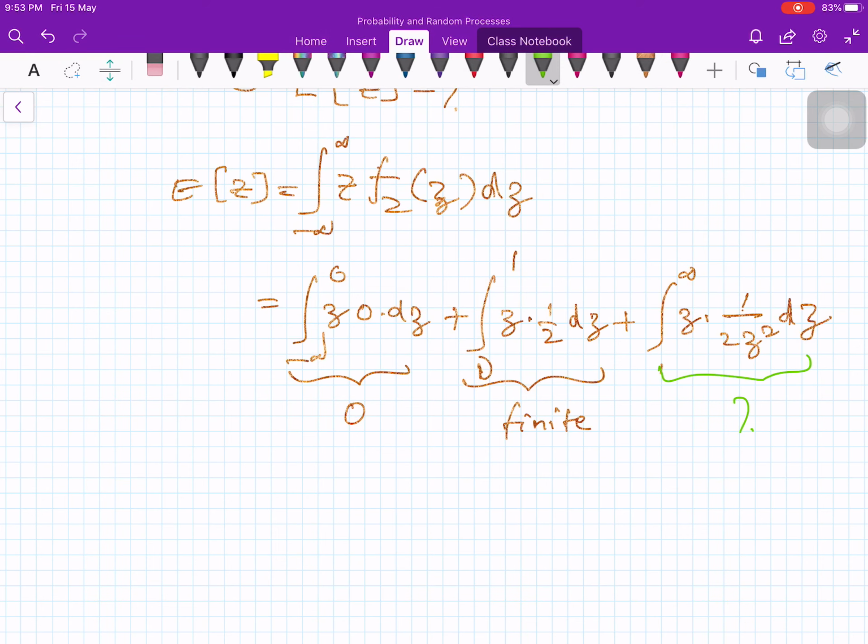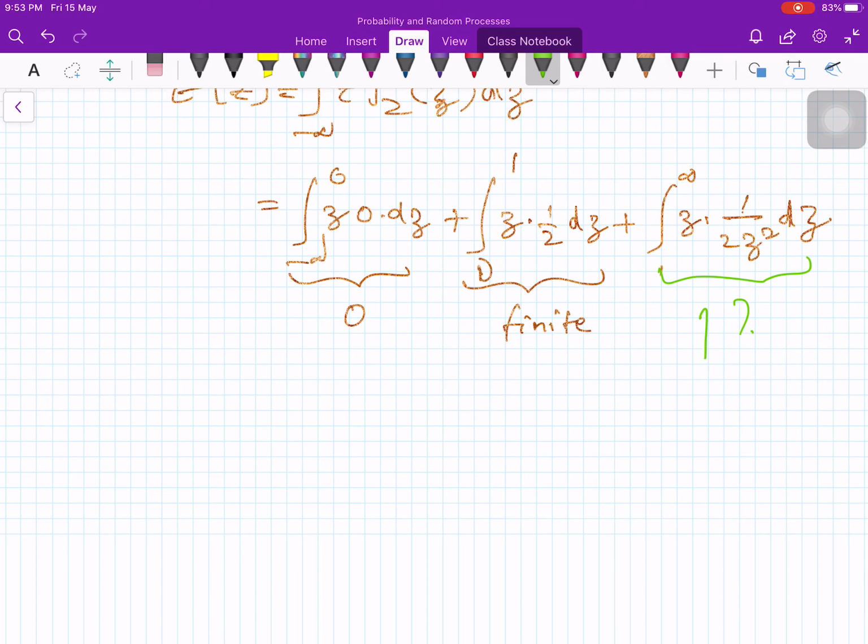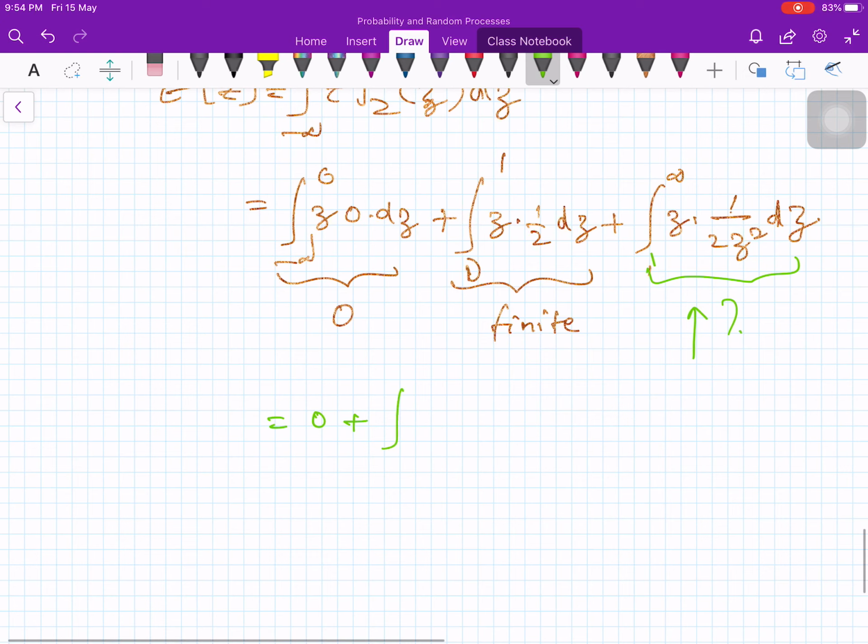What do you think this is going to be? See, if you look at this one, you are integrating 1 by z all the way to infinity, right? So this is 1 to infinity. Okay, let me rewrite this one. 0 plus, if you integrate, this is going to be, let me write as it is, the integral of z by 2 times dz, plus the integral of 1 over 2z times dz, and the range is from 1 to infinity.